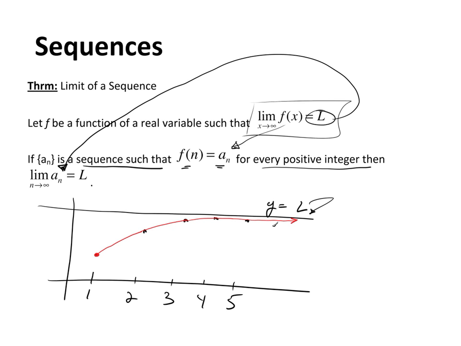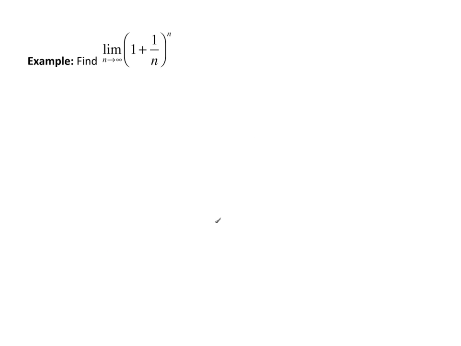So if f of x asymptotically, or in the limit goes to L, then an must also go to L because f of x and an match up at every place where an is defined. So essentially that's what this theorem is doing, and that's why earlier I said, well, I'm just going to take the limit as n goes to infinity of an, because I knew that this thing here actually exists. So let's take a look at an example.